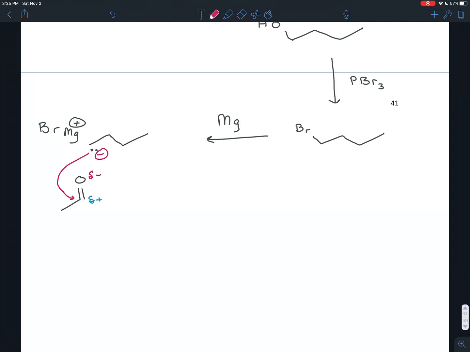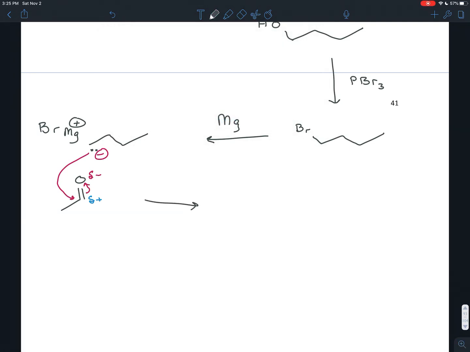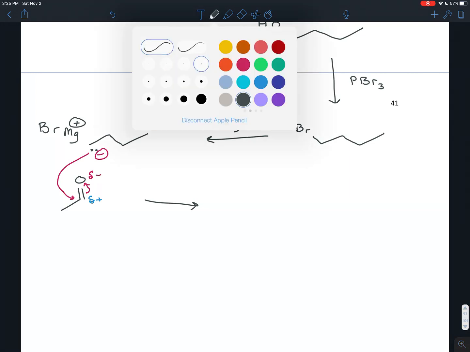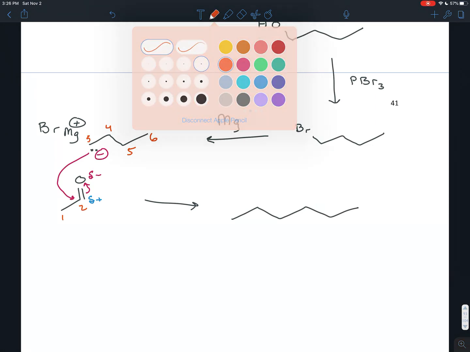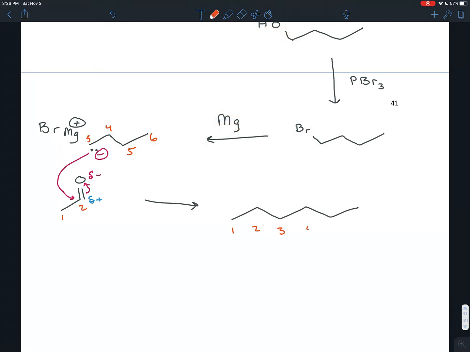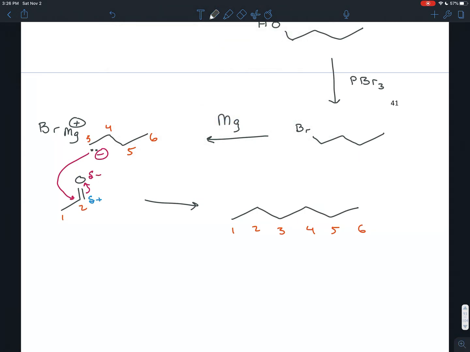The nucleophilic carbon can attack the carbonyl. The pi bond breaks, goes onto the oxygen, and that gives us, and here just to keep track, let's number this. 1, 2, 3, 4, 5, 6. On carbon number 2, we will have just one bond to an oxygen. The oxygen will have a full negative charge. And that's it.